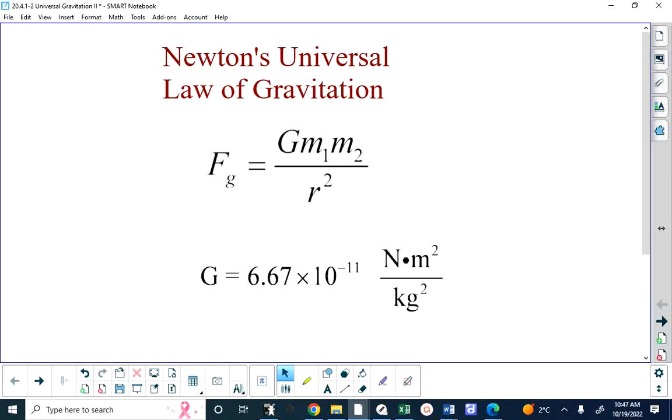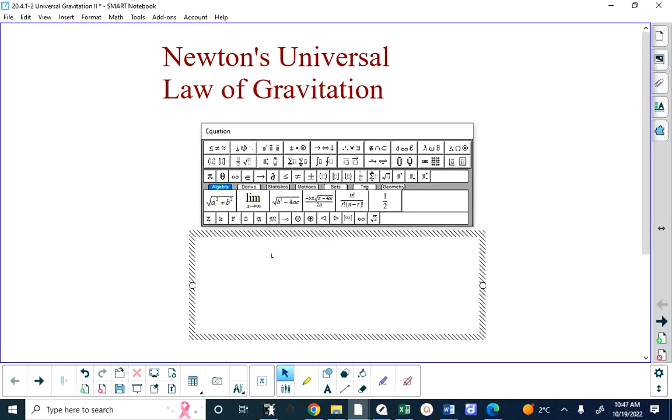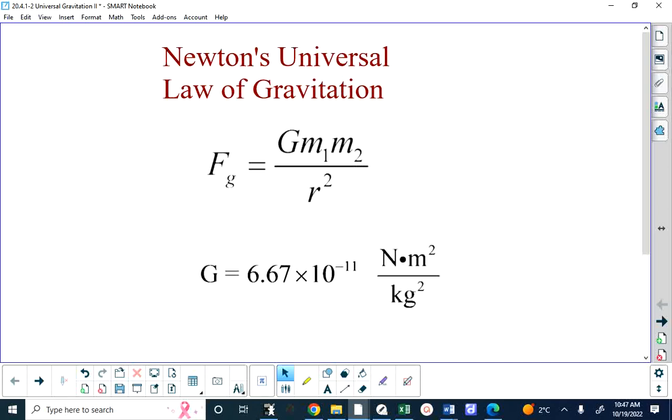This is Newton's universal law of gravitation. The force of gravity between any two masses is G times the first mass times the second mass over r squared. That G is a capital G, and it is called the universal gravitational constant. Not to be confused with lowercase g, which is what we're going to talk about tomorrow in more detail.